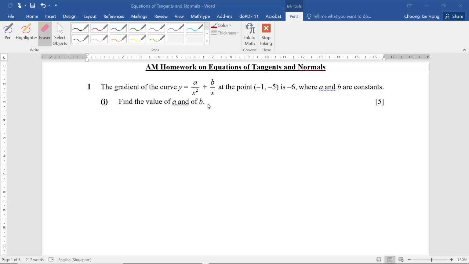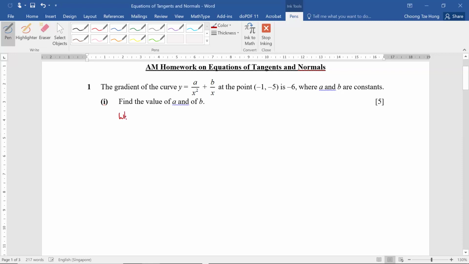So they say that the gradient of this particular curve at the point -1, -5. The fact that they mentioned this, we can infer that the curve will actually pass through this point, -1, -5. So this will allow us to get our first equation, because now we can say that when x is -1, y will be -5. So let's write that down.